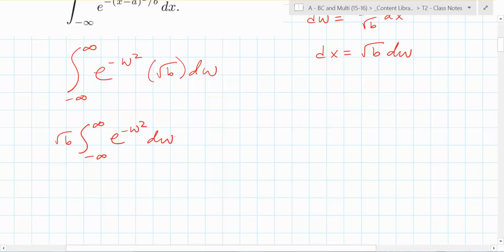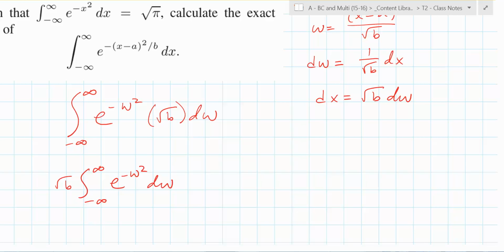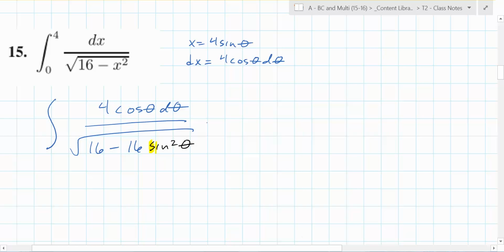Now what? Oh, did they give it to you? Yeah. Look at that. It's equal to what? Pi. So it's going to be square root of b times the square root of pi. All done. Math. Fine.